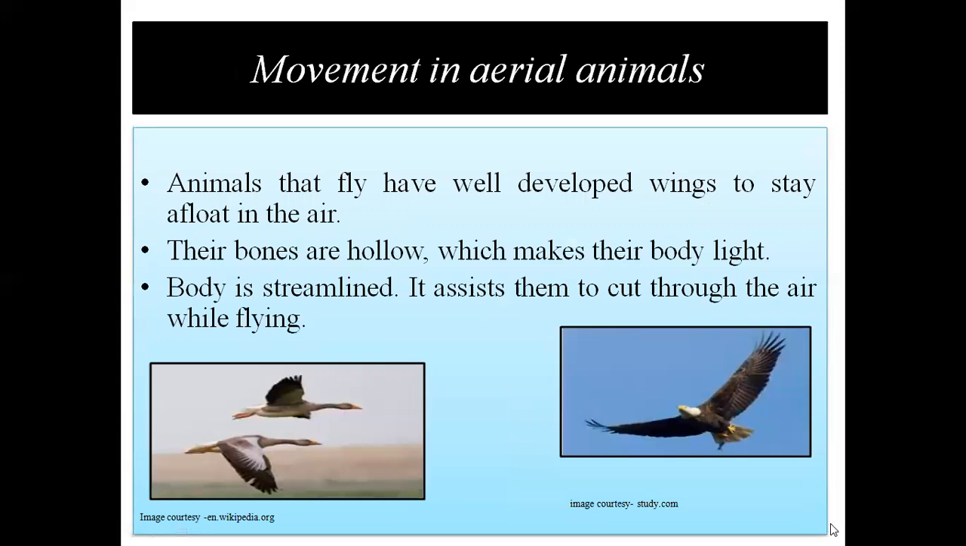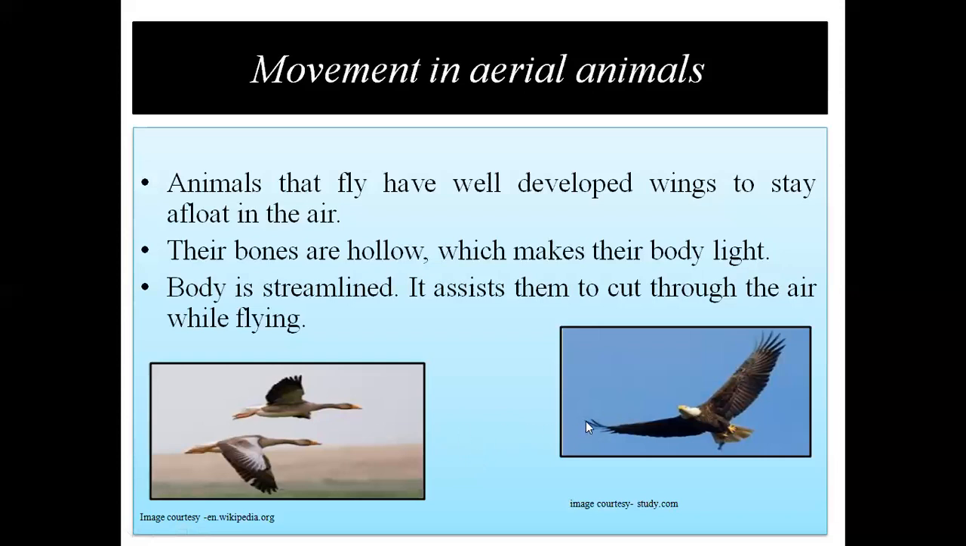Movement in aerial animals. Animals that fly have well-developed wings to stay afloat in the air. So they have well-developed wings which will lift them up. Their bones are hollow, which make their body light. So this is an important adaptation in aerial animal. The bones are hollow, which will help them to reduce their body weight, and they can lift themselves very easily with the help of wings.